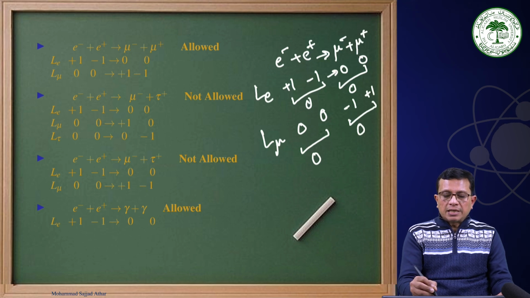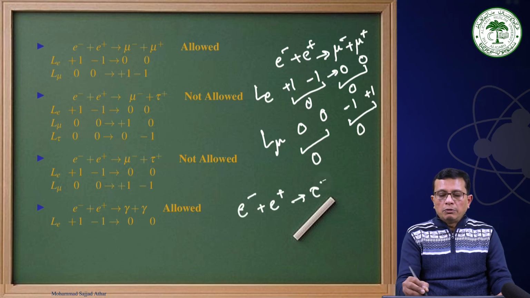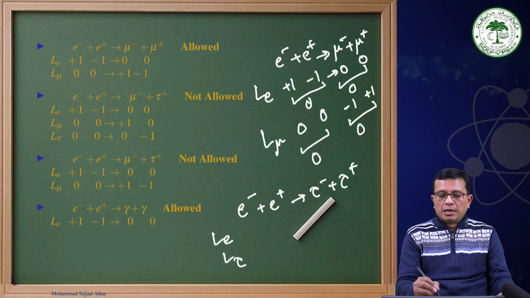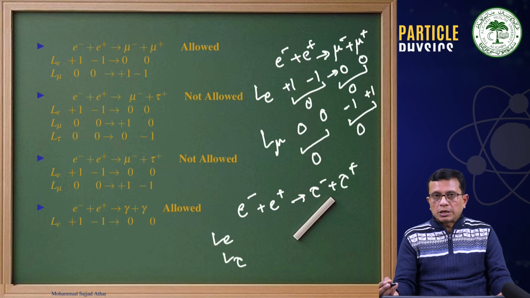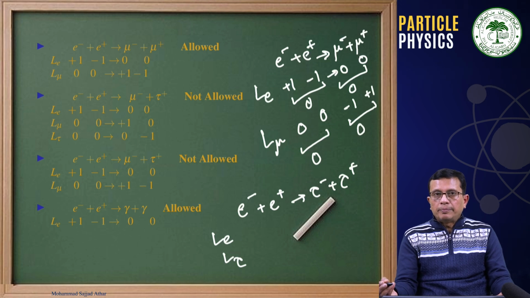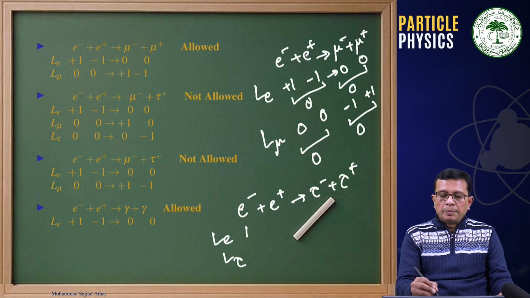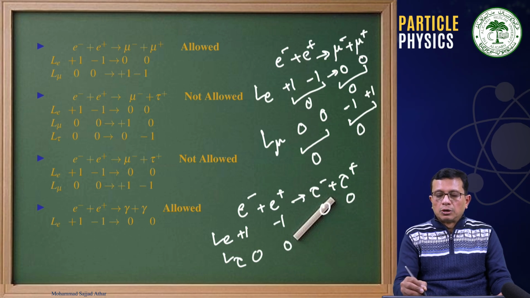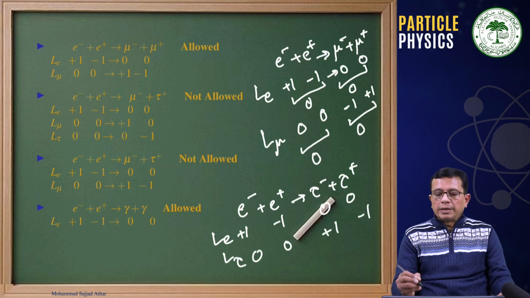Similarly, if I take the example of e⁻ + e⁺ going to τ⁻ + τ⁺, here we will assign Le and Lτ. Since there are no muons involved, there is no need for the muon lepton number, and this will be +1, -1, this will be 0, and here we will have 0, 0, +1 and -1.